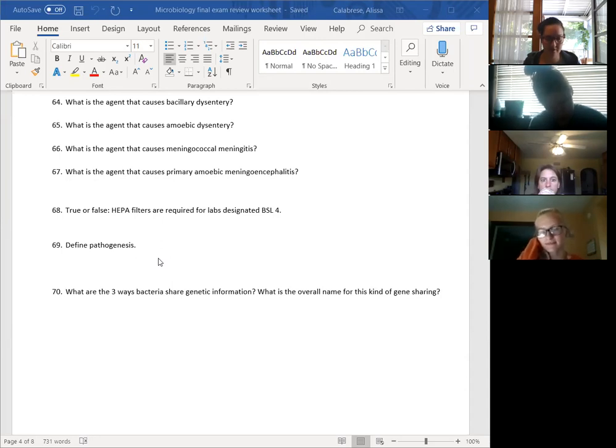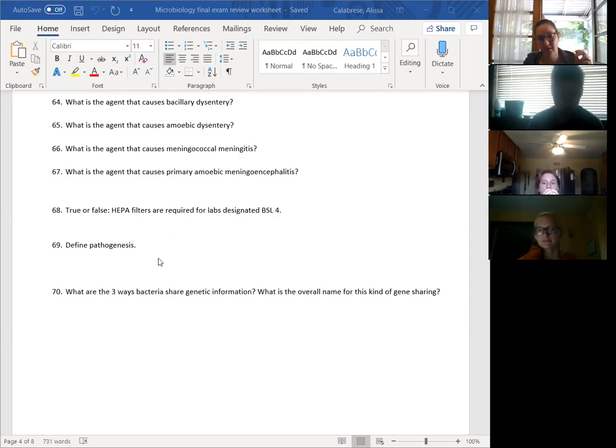Very good. So conjugation is a direct transfer by the formation of a pilus. One bacterium that has a plasmid in it, and that plasmid has genes on it for the creation of a sex pilus, will create that pilus, reach out, grab another bacterium, and then send a copy of that plasmid over to that other bacterium.